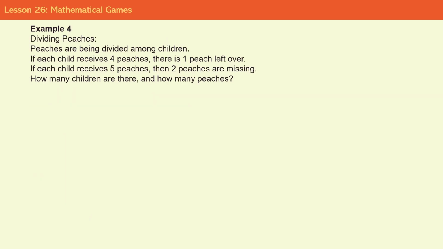Example 4. Dividing peaches. Peaches are being divided among children. If each child receives 4 peaches, there is 1 peach left over. If each child receives 5 peaches, then 2 peaches are missing. How many children are there, and how many peaches?